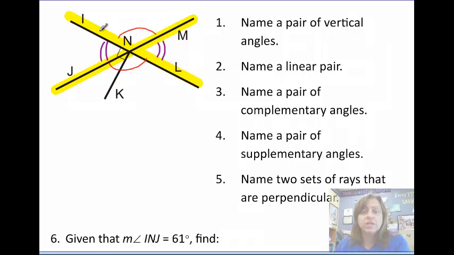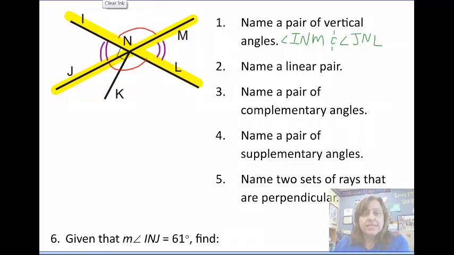The obtuse ones are angle INM. Let's write that one down. Angle INM. And paired with that, angle JNL. That would be our second in the vertical angle pair, angle JNL.